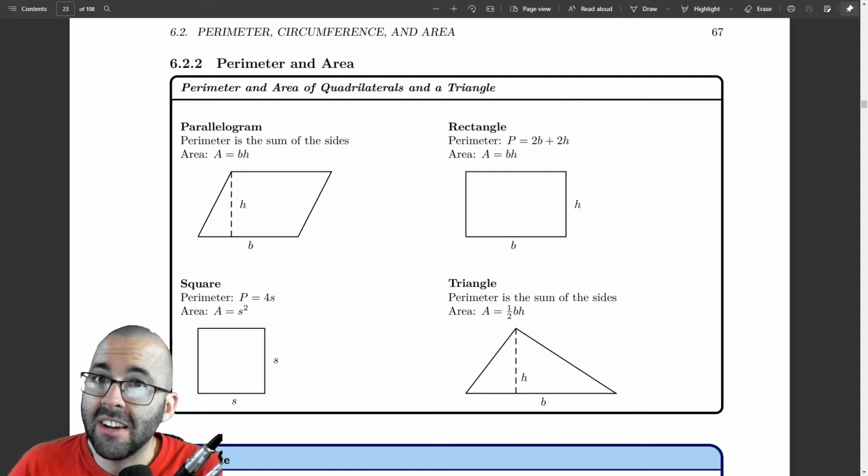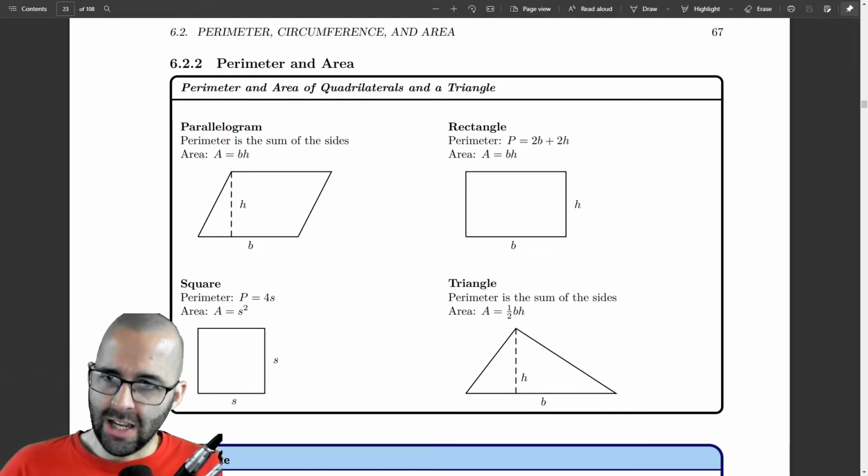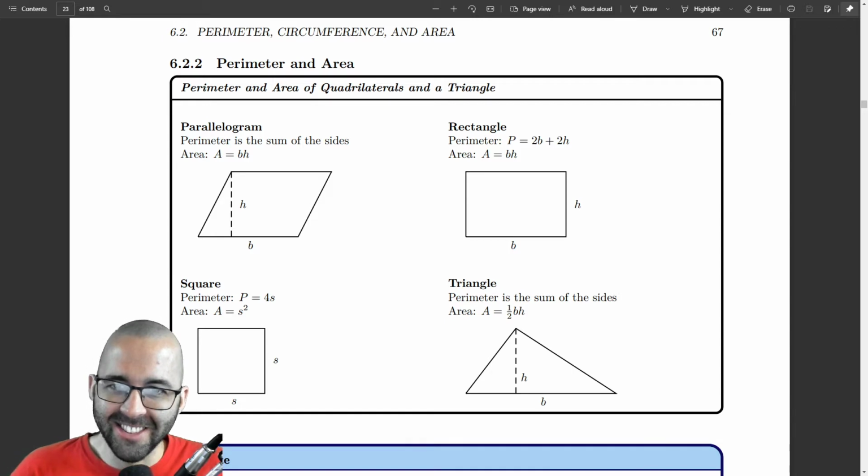Take a moment, shed a tear. This is the last video for this module. Well, for this week. This module is split into two halves. We're going to talk about perimeter and area of quadrilaterals and triangles.